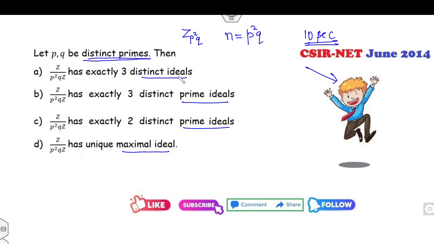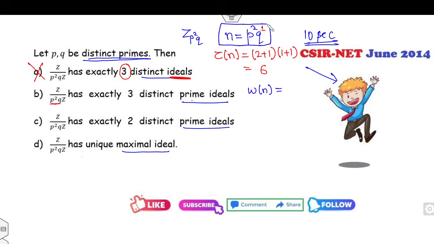The first question is the ideals. That will be tau of n. So what will be the tau of n? It's 2 plus 1 and power is 1 plus 1. So the answer is 6. But he said 3. Look at the second option. Again the same number, prime ideals. What are the prime ideals? Omega of n. How many prime numbers are involved in p square q? There are 2 prime numbers, p and q, but he said 3. How many prime ideals? It's 2, exactly.